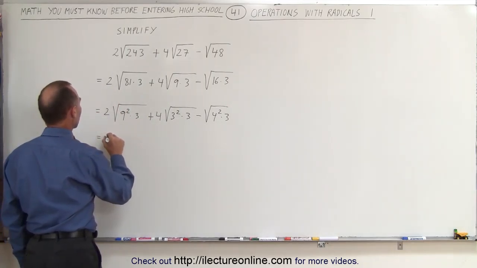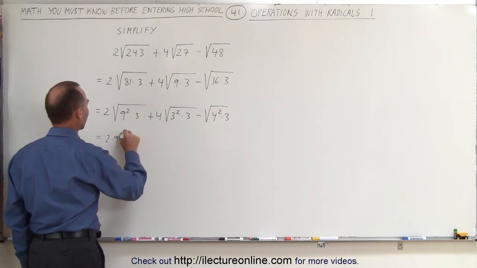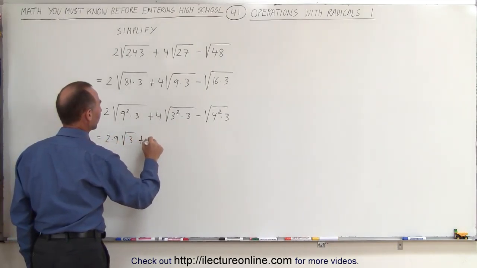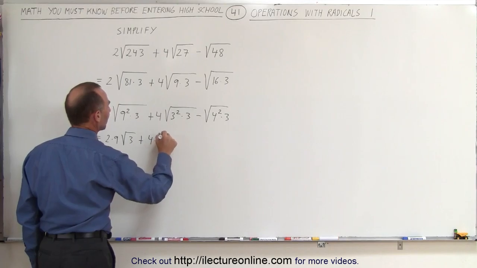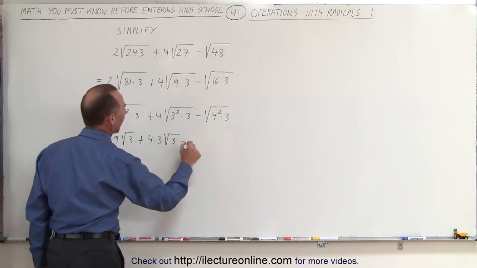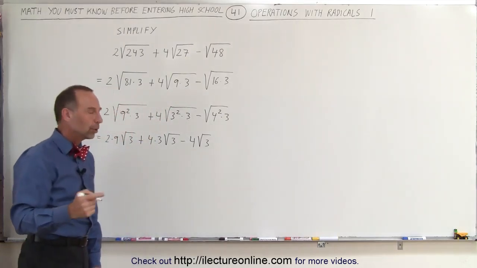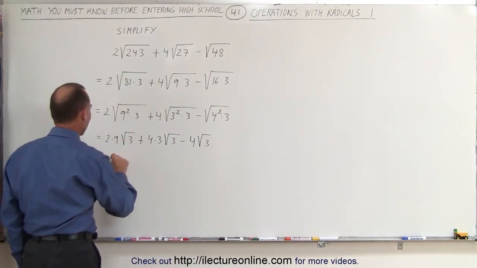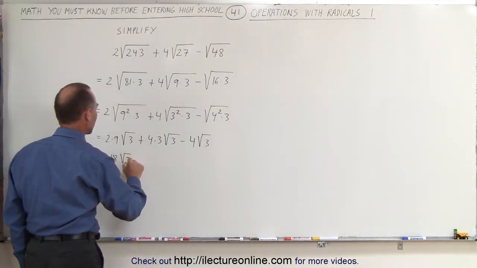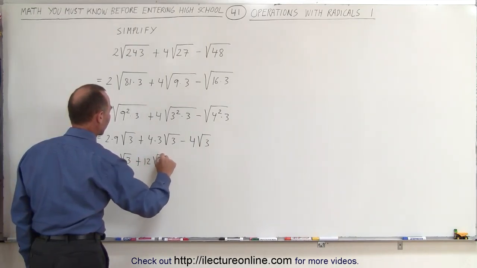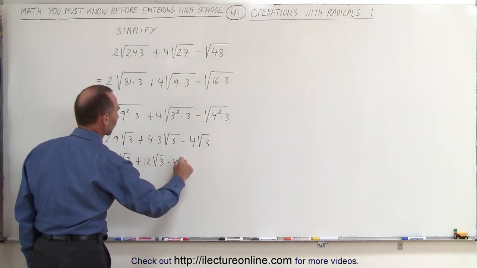So this can be written as 2 times 9 times the square root of 3 plus 4 times 3 times the square root of 3 minus 4 times the square root of 3. Multiplying these out, this is equal to 18 times the square root of 3 plus 12 times the square root of 3 minus 4 times the square root of 3.